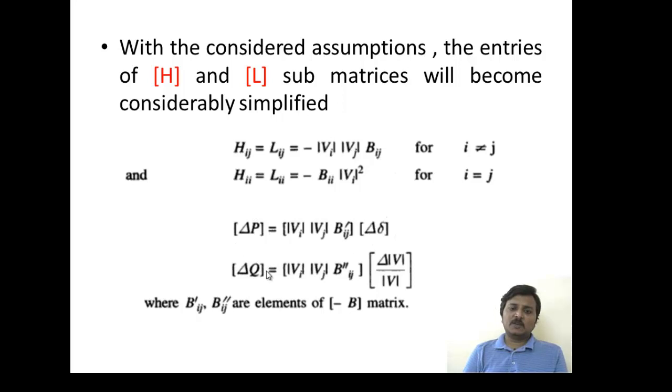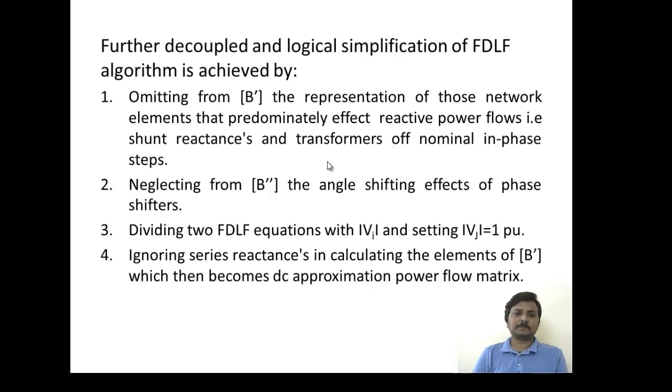Similarly, delta Q equals Vi Vj Bij double dash times the change in |V| by |V|. So these two are the only equations we have to solve in the first decoupled method, where Bij dash and Bij double dash are the elements of the minus B matrix.